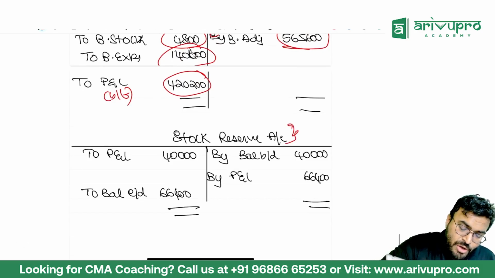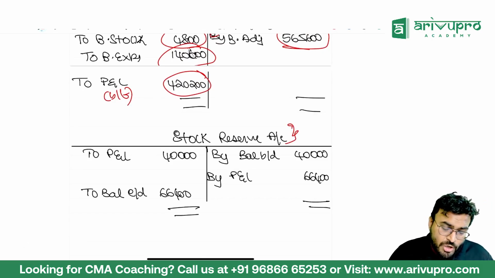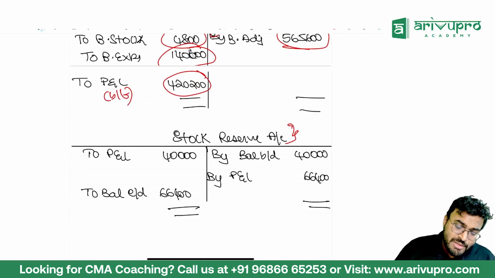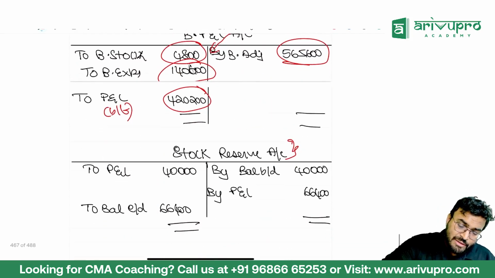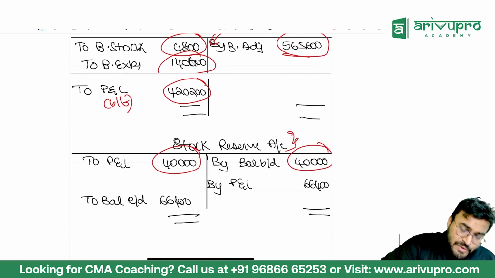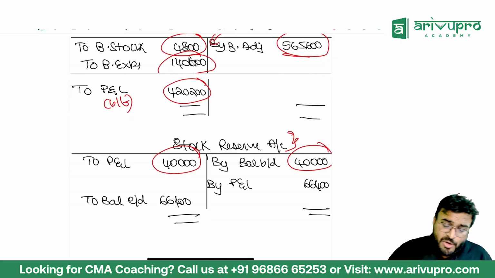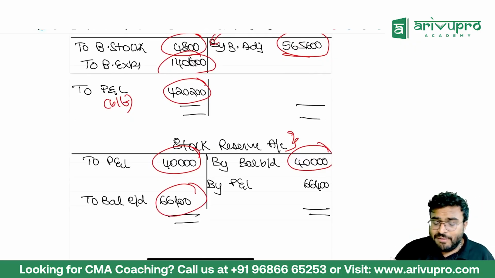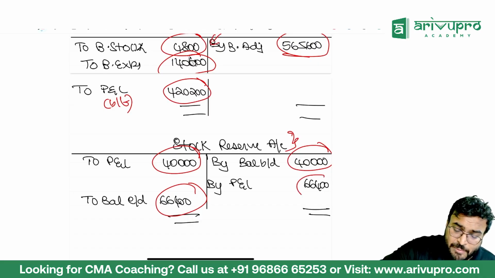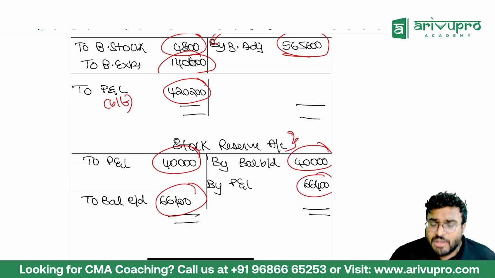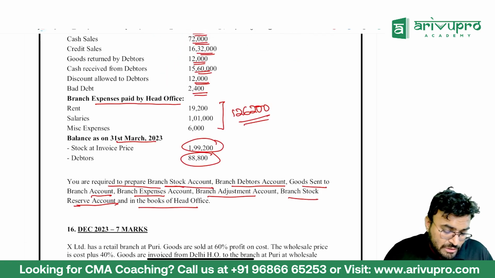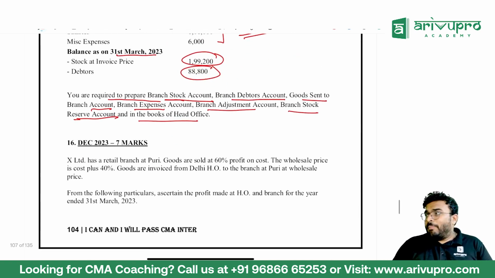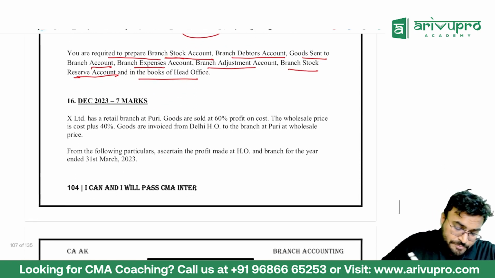Now stock reserve, what we are going to do? On the opening stock, whatever profit is there, that is the stock reserve. Opening stock, what is the profit we have? 40,000. Okay, that will be transferred to P&L this year because that is realized profit. Closing stock, whatever profit we have, that is the unrealized profit, that will be removed from the P&L. We have learned the concept of unrealized profit or stock reserve. Clear? Those are the two questions from branch accounts that you need to know.